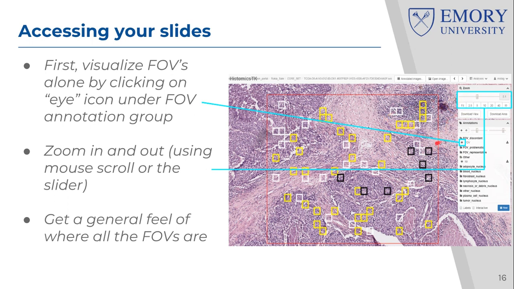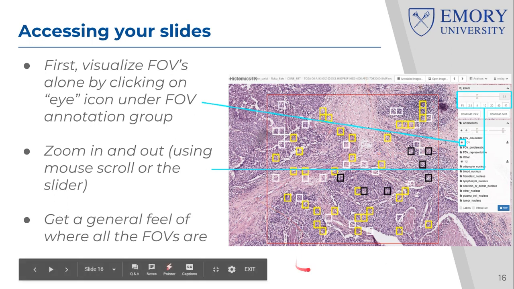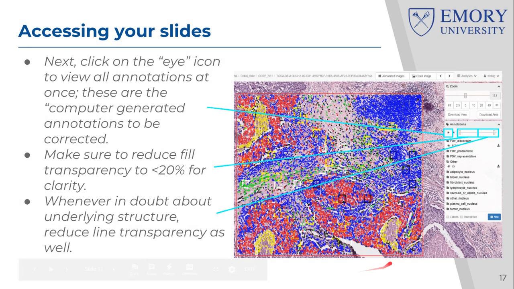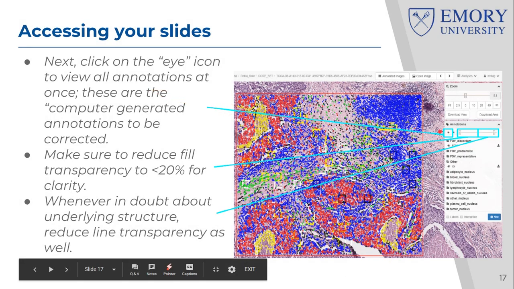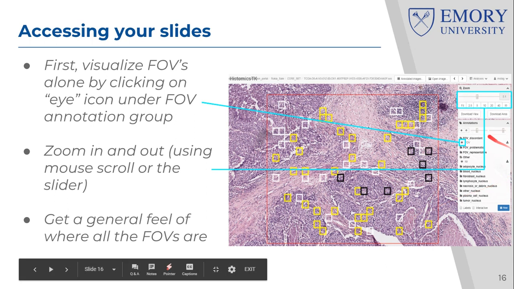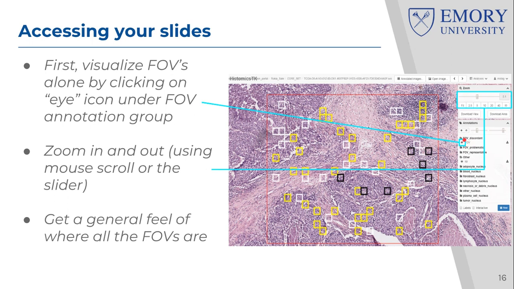Then you want to zoom in and zoom out, just familiarize yourself with the slide. Once you are familiar with where everything is, you want to click on the eye icon. You see the eye icon here? If you remember in the previous slide, we clicked on this eye icon under FOV, and this will show only the fields of view.